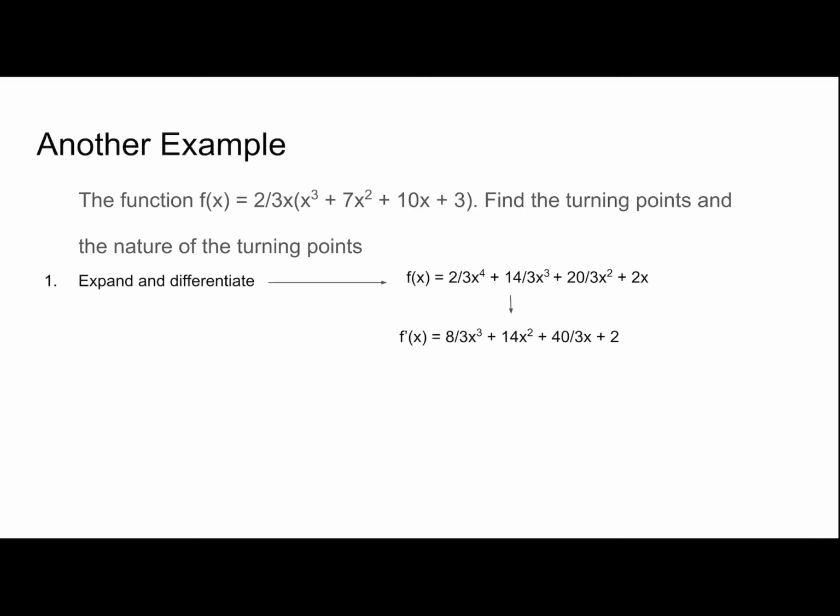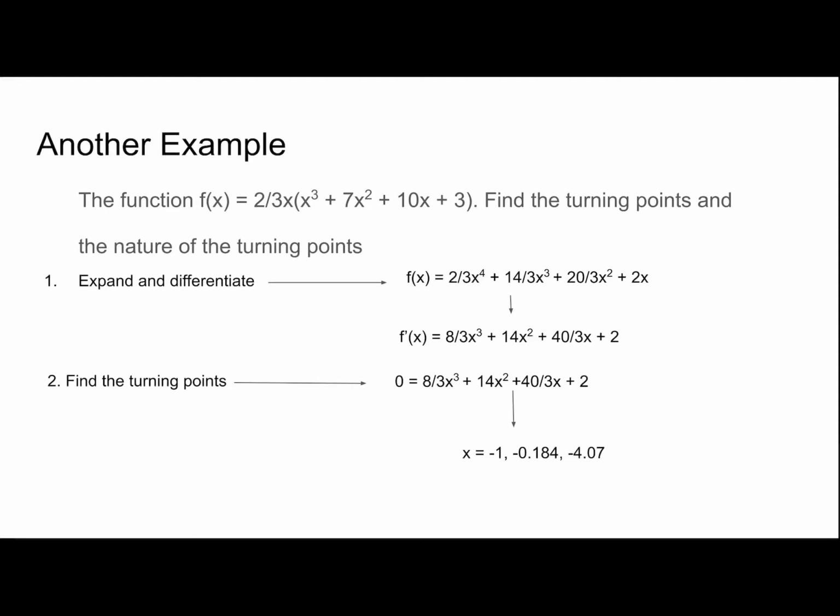Once again, we're following the exact same process here. We're going to make the gradient equal to 0 because it's a turning point. So 0 equals all of that. This time, once again, we go to our graphics calculator. We press degree 3 because our highest power is 3, and we enter our a value is 8 over 3, our b value is 14, our c value is 40 over 3, and our d value is 2. If you click that into your calculator, you should get your x values to be -1, -0.184, and -4.07.